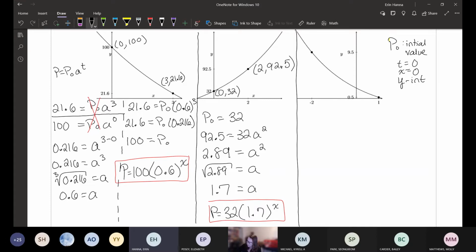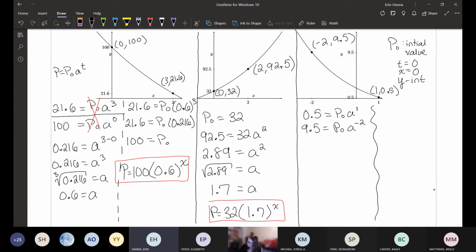The last one, we have points -2, 9.5, and 1, 0.5. This one we can't shortcut at all. We have to do the long process because we don't know what this value is. We don't know P naught. So we need to write both equations in our general format. I suggest putting the one with the larger t or x value first on top. So I'm going to write the 0.5 equals P naught a to the first. And then the 9.5 equals P naught a to the negative second.